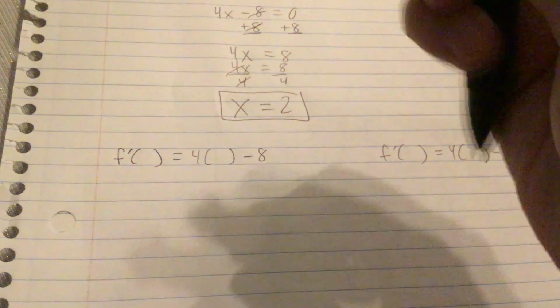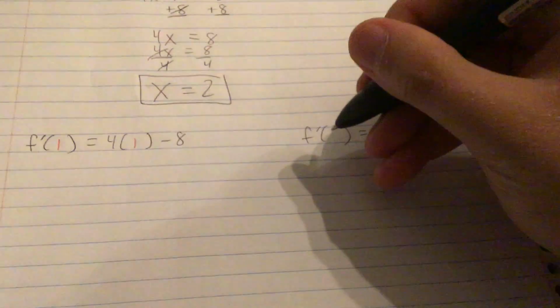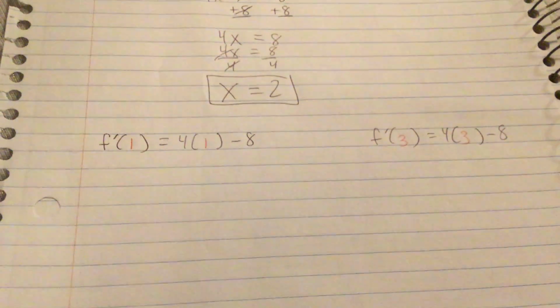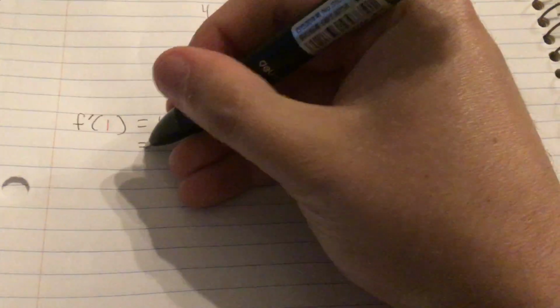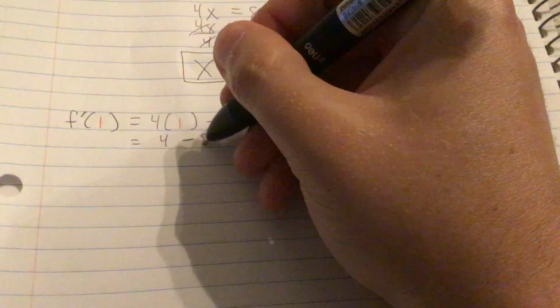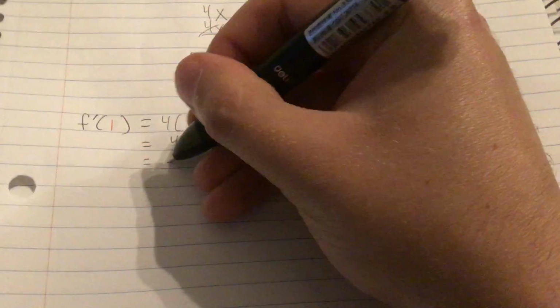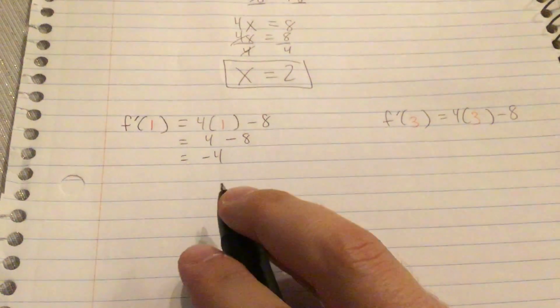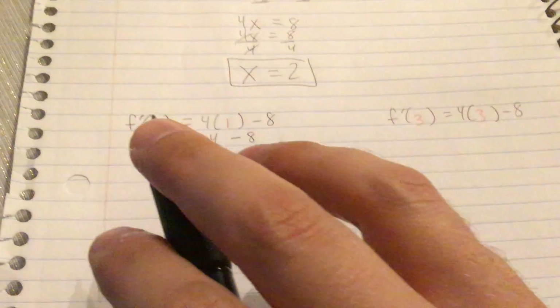So one space to the left of 2 would be 1. And then one space to the right of 2 would be 3. 4 times 1 is 4. 4 times 1 and then minus 8. 4 minus 8, that'd be negative 4. So I don't care too much about the number, but I do care about the sign.